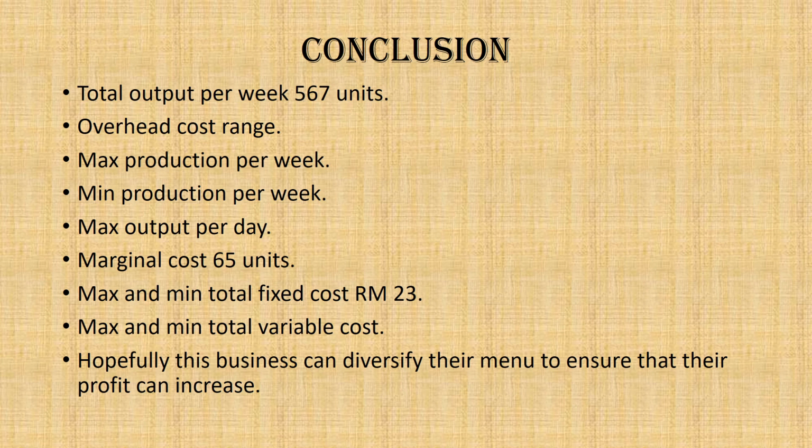Therefore, the estimated profit that the owner can make within a week is 2,268 ringgit. As for the marginal cost, the marginal output is 65 units with an overhead cost of 156 ringgit per week. The total fixed cost is 23 ringgit, while the maximum total variable cost produced by the owner is 264 ringgit, and the minimum is 108 ringgit.